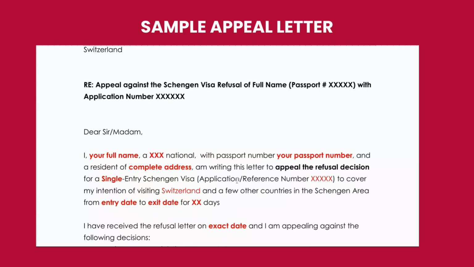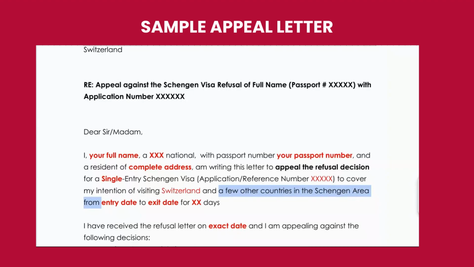I'm writing this letter to appeal the refusal decision for a single entry Schengen Visa, then indicate the application or reference number, to cover my intention of visiting the Schengen state and a few other countries in the Schengen area. Take note only if this part is applicable. This might not be applicable to you if you're only visiting one country. And then indicate the entry date and exit date for a total of number of days.